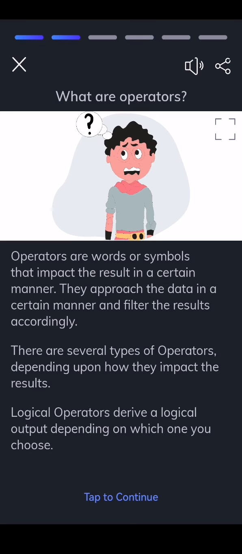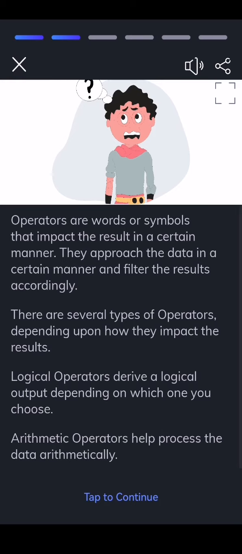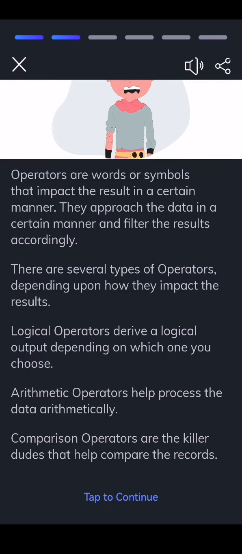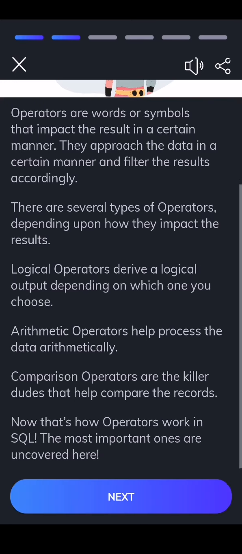Logical operators derive a logical output depending on which one you choose. Arithmetic operators help process the data arithmetically. Comparison operators are the killer dudes that help compare the records. Now that's how operators work in SQL. The most important ones are uncovered here.